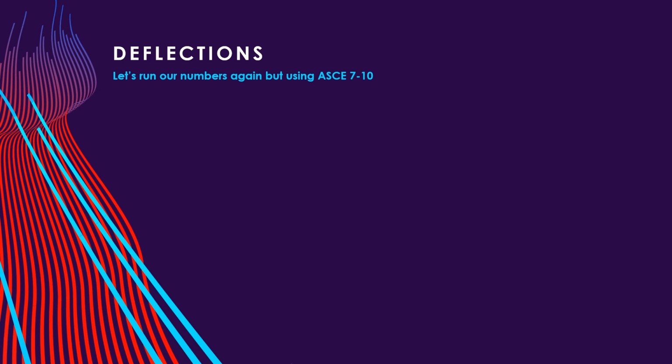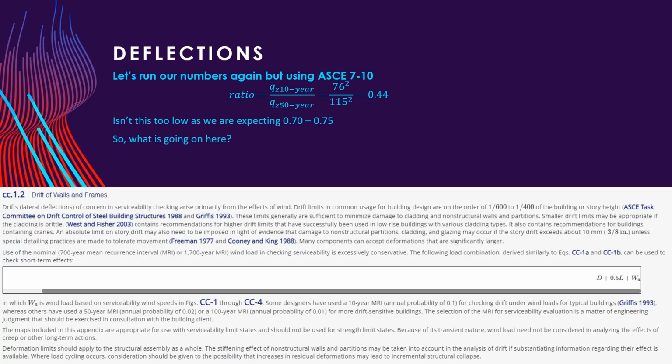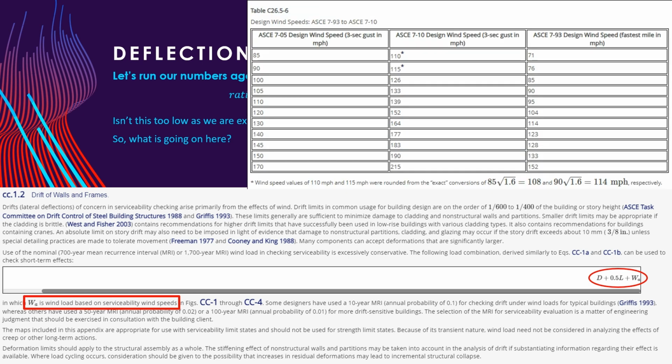But now let's do it with AISC 710. So now, same formulas, okay, 76 over 115, but we get 0.44, but we're really expecting 0.7 to 0.75. So what's going on here? So there's that formula, WA, and WA is based on serviceability winds, right? So it's a conversion thing.